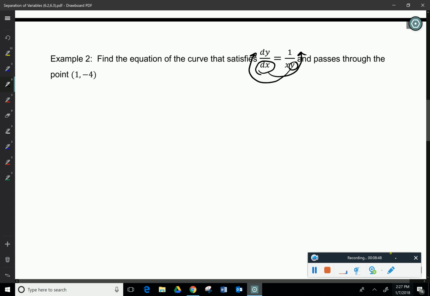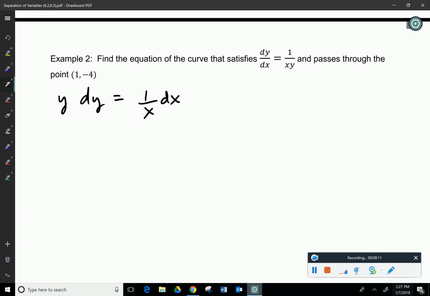Okay, so the way I'm going to do that is I'm going to start by moving the dx over to the right side. That's separating my dy and my dx. And then I'll leave the 1 over x on the right side. And in order to get rid of the y, I would multiply by y. So I've separated the variables. And then the next step is to integrate both sides.